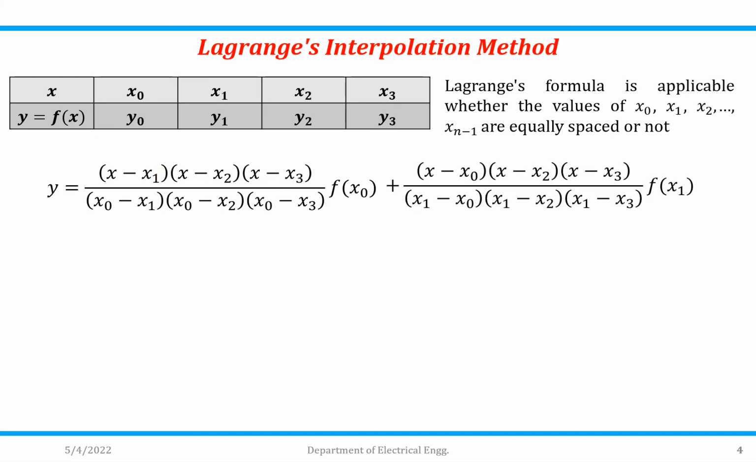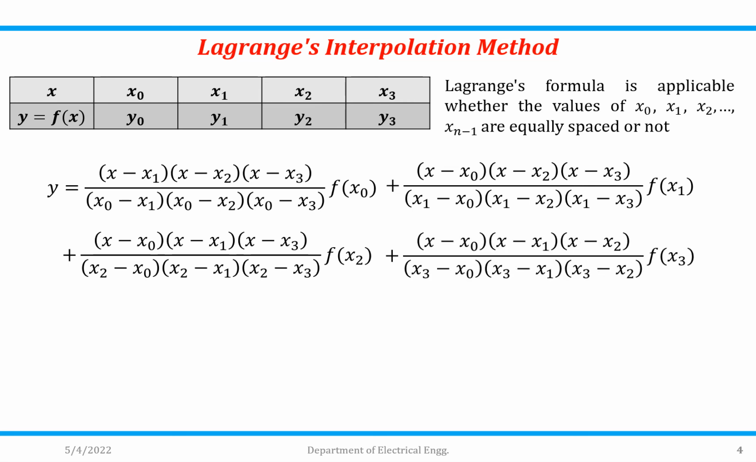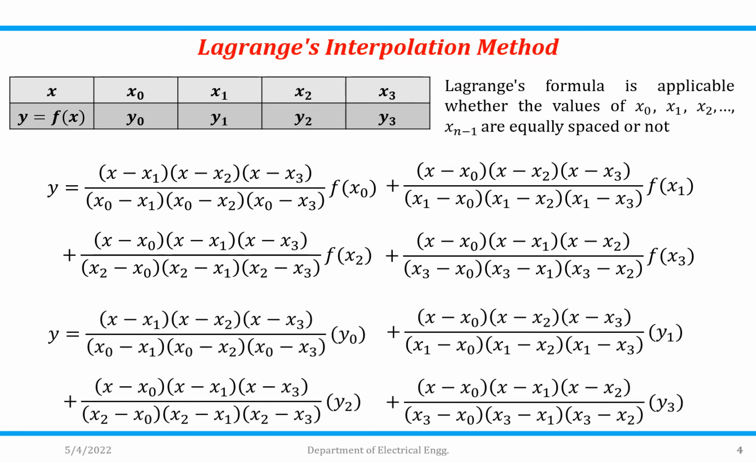Second is (x minus x0)(x minus x2)(x minus x3) upon (x1 minus x0)(x1 minus x2)(x1 minus x3) into f of x1. Again, the x1 term is not present in the numerator. Similarly, you can write the formula for the terms f of x2 and f of x3. In many books it is written in another way also, that is, instead of f of x0 you can write y0, instead of f of x1 you can write y1, and so on.